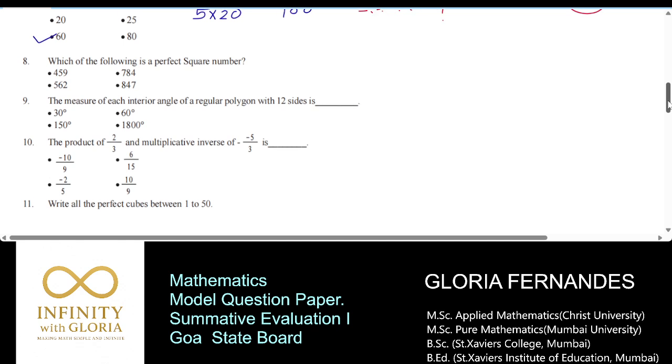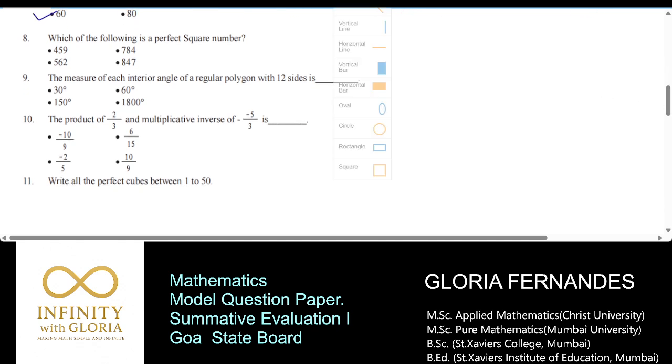Yes. Now the next question is, which of the following is a perfect square? Now for this question also we have multiple ways of doing it. Directly you can do the guesswork, or you can go for factorization. So let's see, I'll go for factorization. So you have a number here, 459.